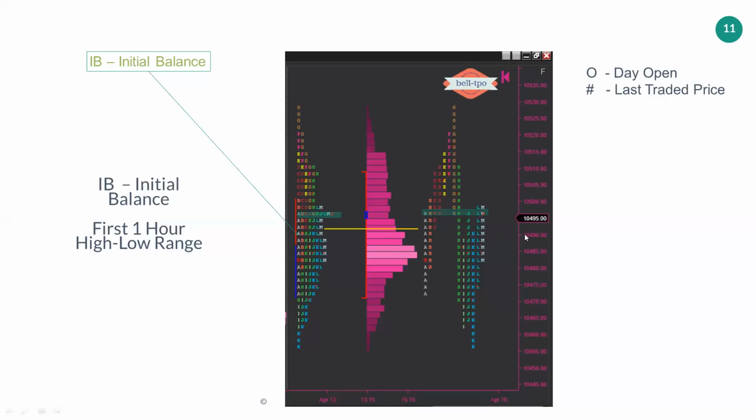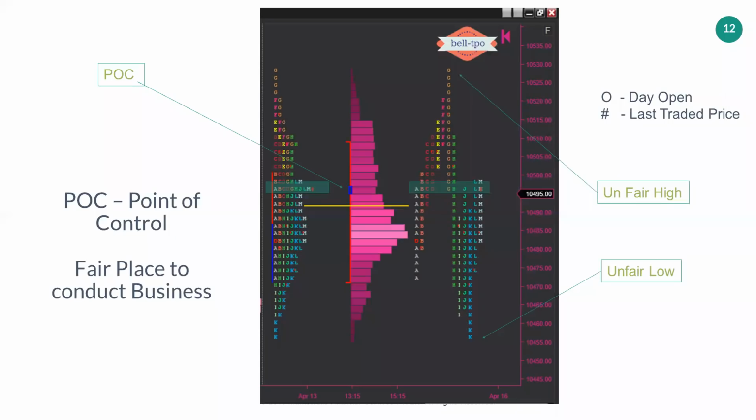I'm going to show you one interesting example over here. First, let me go through the basics, and then I'll show you a very interesting example. And that's one of the classical signature trades as well. So in this case, you see that more trading activity is happening at the center. We call that a point of control or equilibrium point or a fair place to conduct a business.